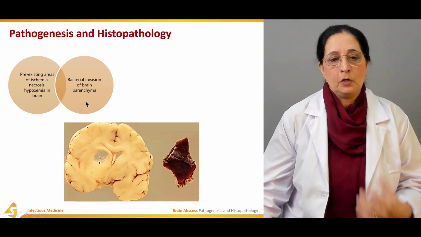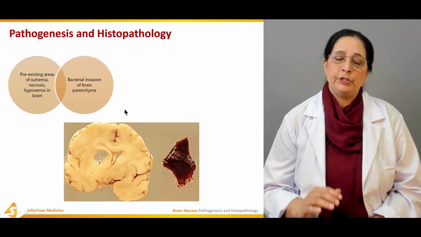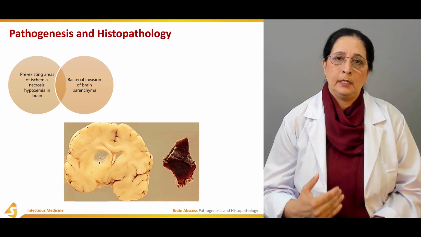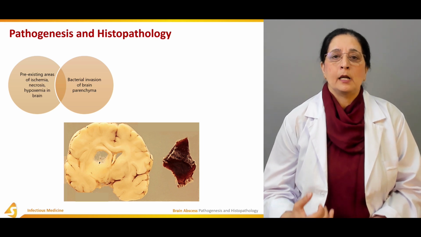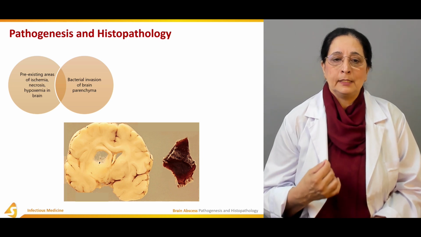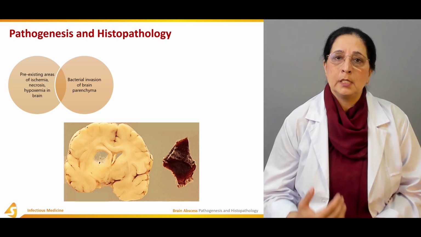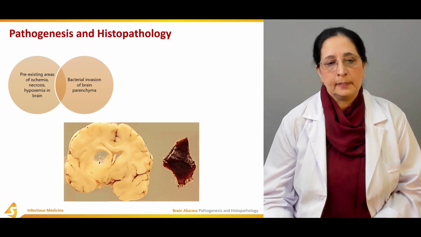Bacterial invasion of brain parenchyma. As a result of all these changes in the brain, ischemia, necrosis, and hypoxemia, this provides a nidus for the invasion, growth, and multiplication of the bacteria.